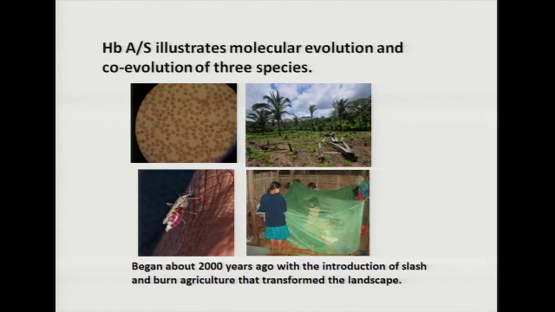This balanced polymorphism also illustrates molecular evolution and coevolution of 3 species. We need a plasmodia. These are red blood cells infected with plasmodia, which you can't see. But I couldn't find any copyright-free pictures of plasmodia. So imagine plasmodia in those red blood cells. That is the infectious agent, one organism.